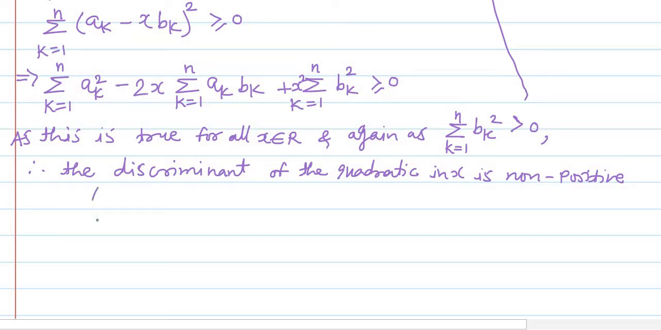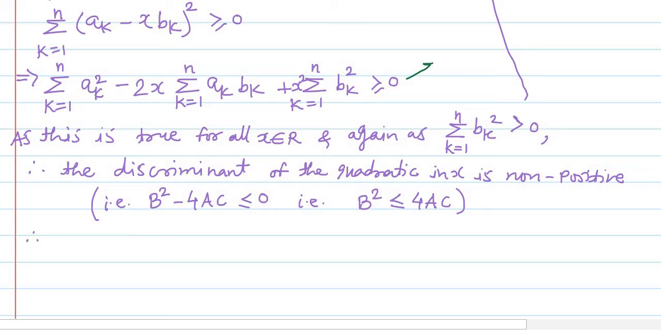In our regular form, the discriminant we denote by b square minus 4ac. We generally use the small case letters, but here small a and b we have already used. Therefore, to avoid the confusion, I have used the capital letters. Discriminant means b square minus 4ac. So it is non-positive, means this is less than equal to 0. And discriminant is non-positive, therefore b square must be less than equal to 4ac.